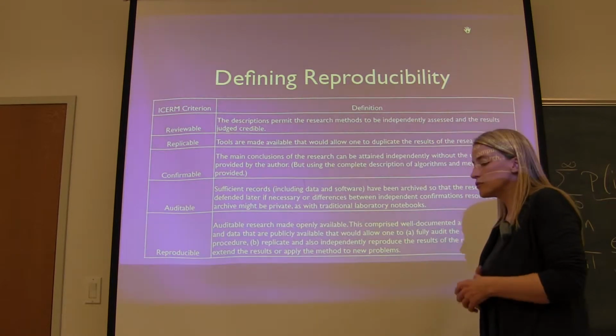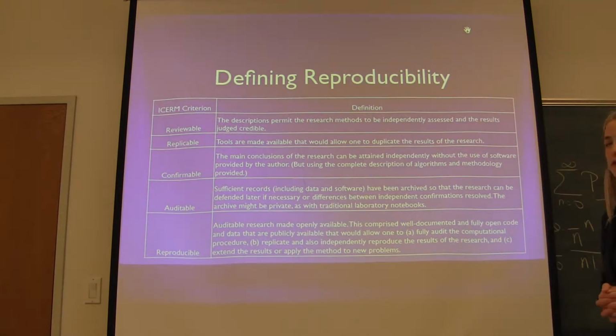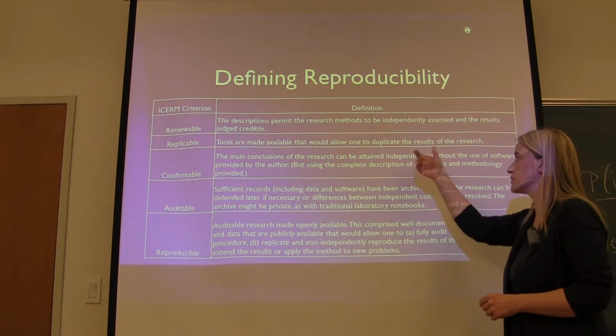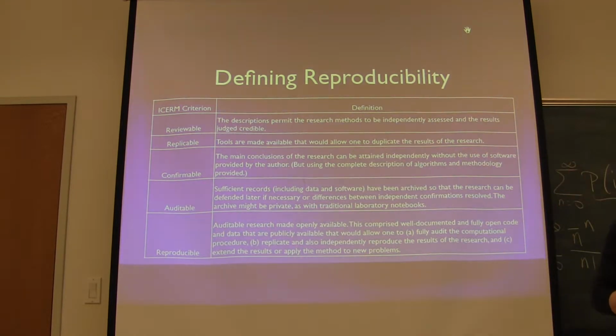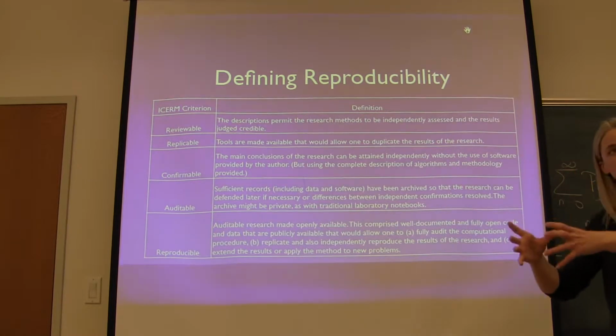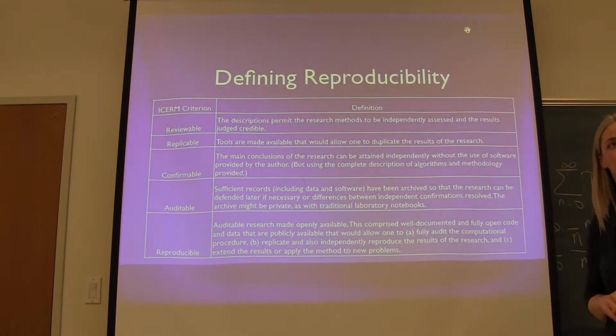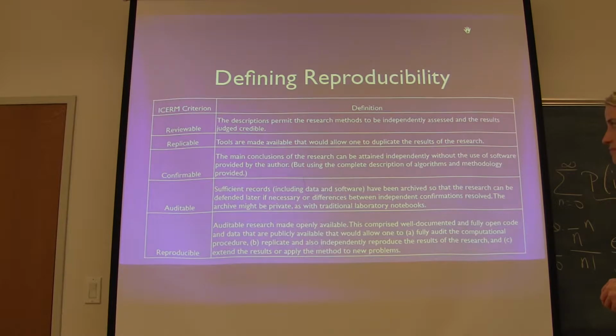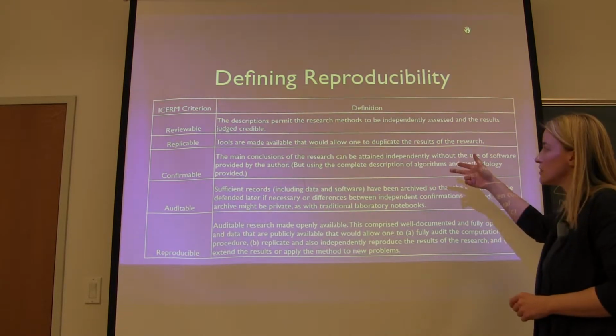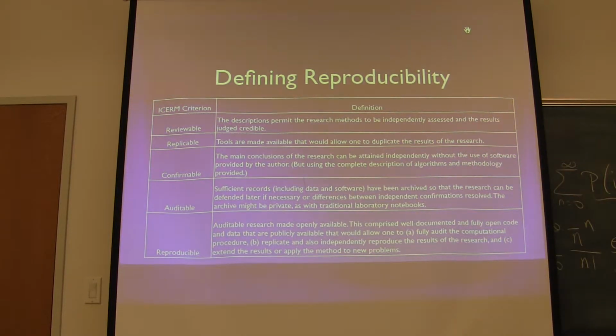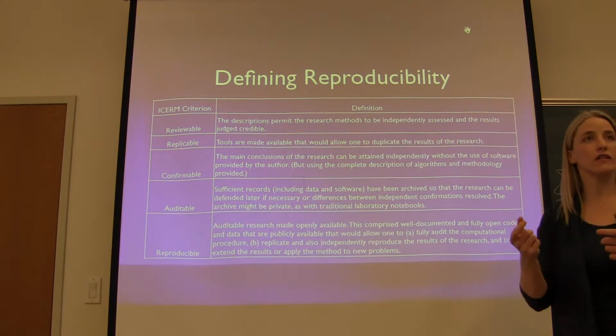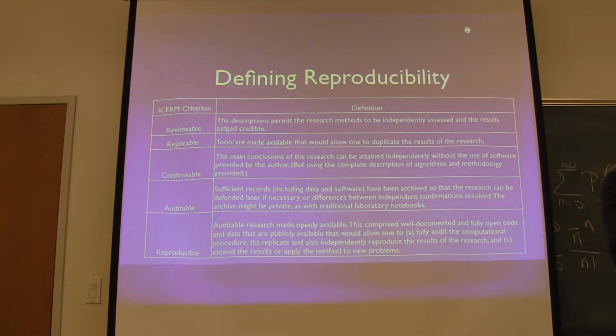A little more sophisticated, maybe something is replicable. So there are tools available that would allow you to duplicate the results of the research. So you can just run through with code and data and replicate the actual results in the paper. Confirmable: the main conclusions of the research can be attained independently without using the software provided by the author. So you can do some independent research and actually confirm those findings. So a slightly different way of reproducing the results.